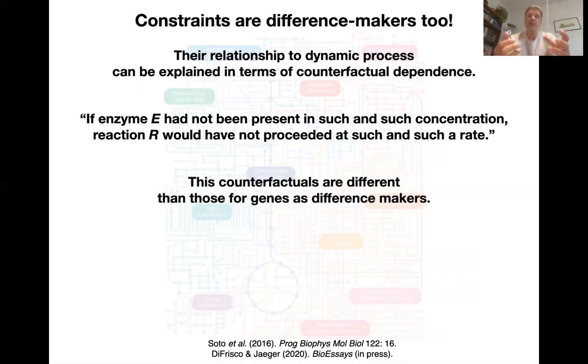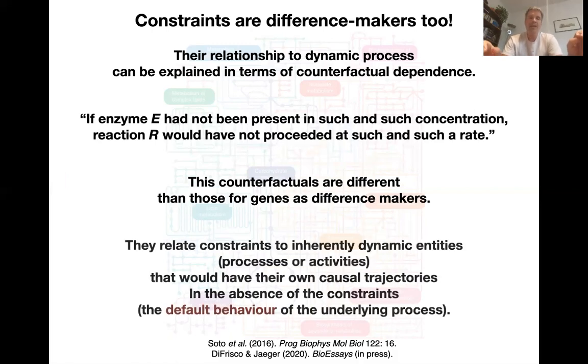But they're different in another way also from the counterfactuals we encountered for genes. The counterfactuals that we use here relate the constraints to inherently dynamic entities, so processes. What is being constrained is always a process or an activity. And what's interesting is that these processes or activities would occur if the constraint wasn't there.